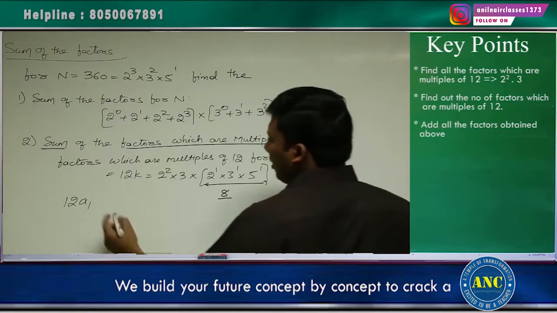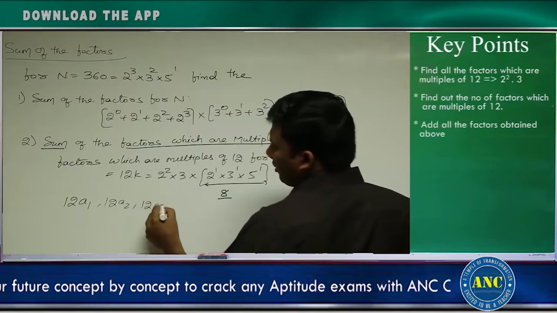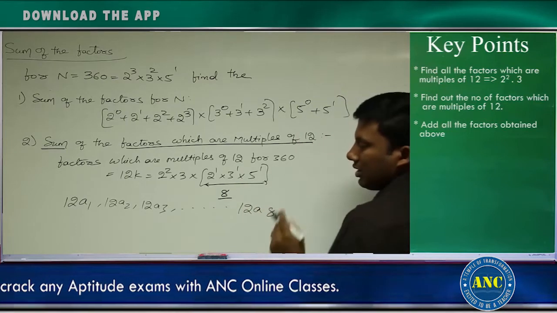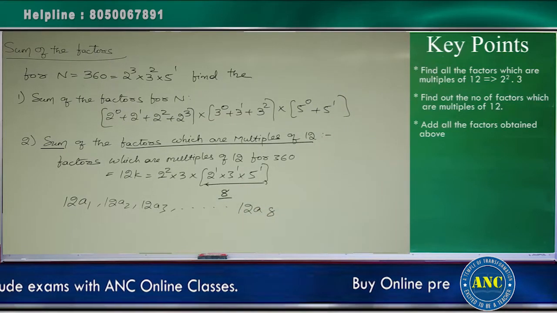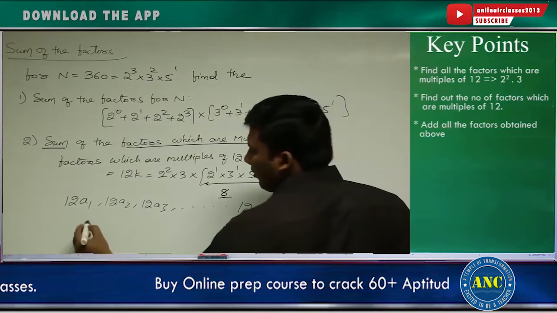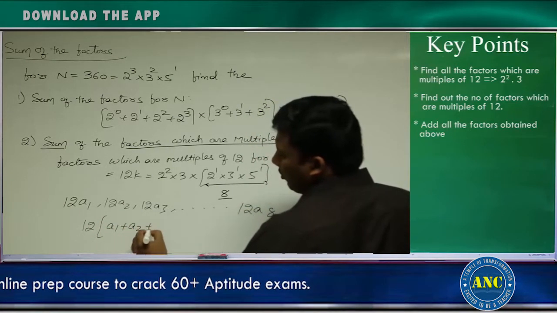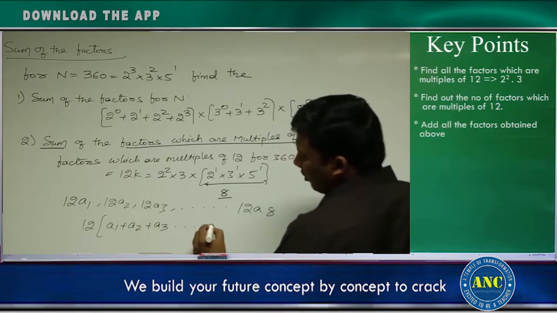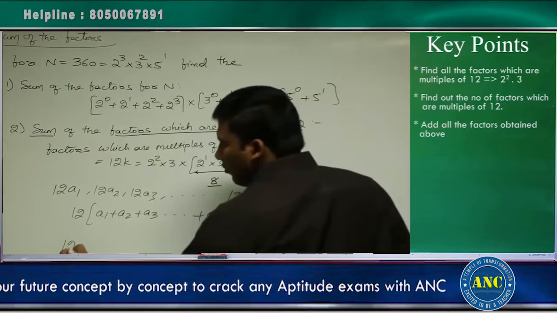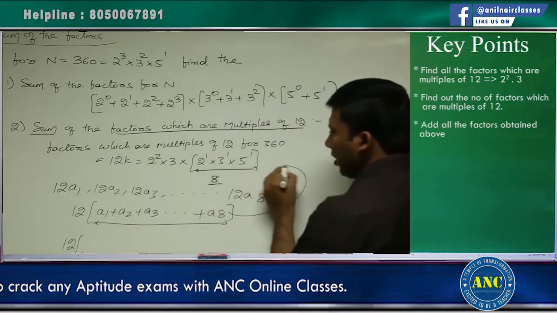So, these will be 12a1, 12a2, 12a3 and so on up to 12a8. Am I right? These are the numbers which are nothing but factors which are multiples of 12. I need to add all of this. So, if I add all of this, 12 into (a1 plus a2 plus a3 and so on up to a8). Are you all with me? From where did we get these a1 to a8? We got them from this number.